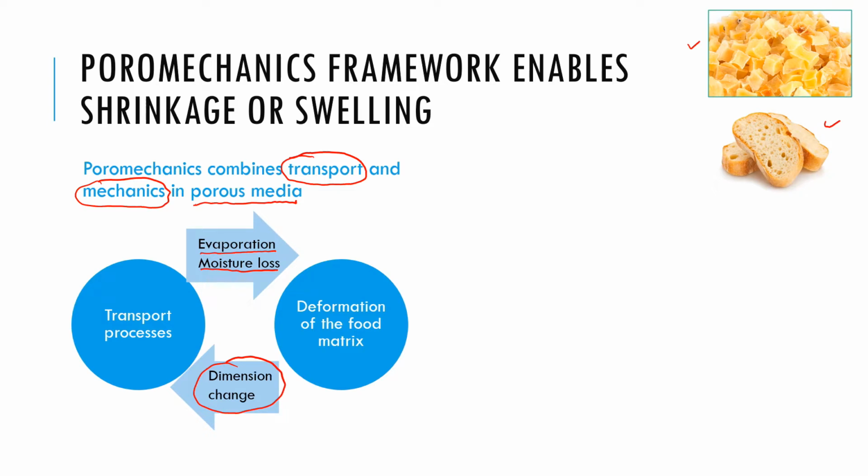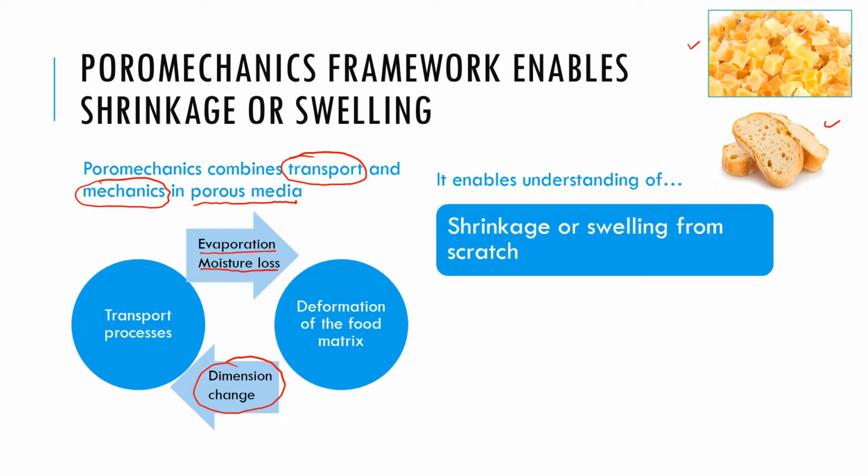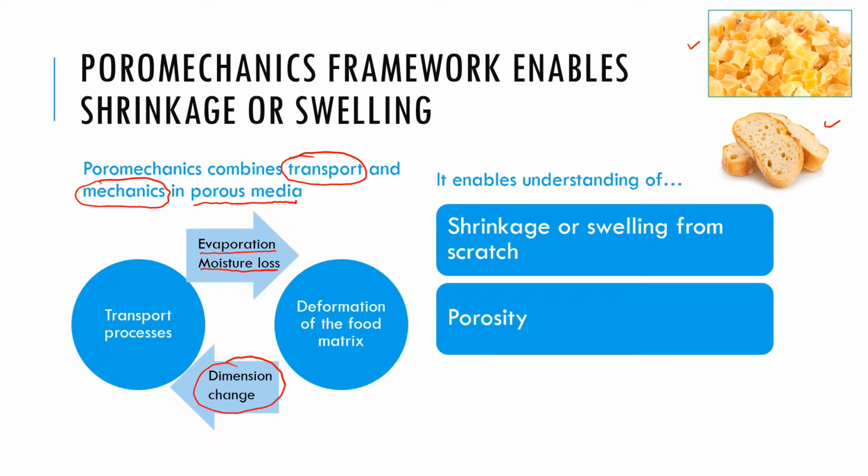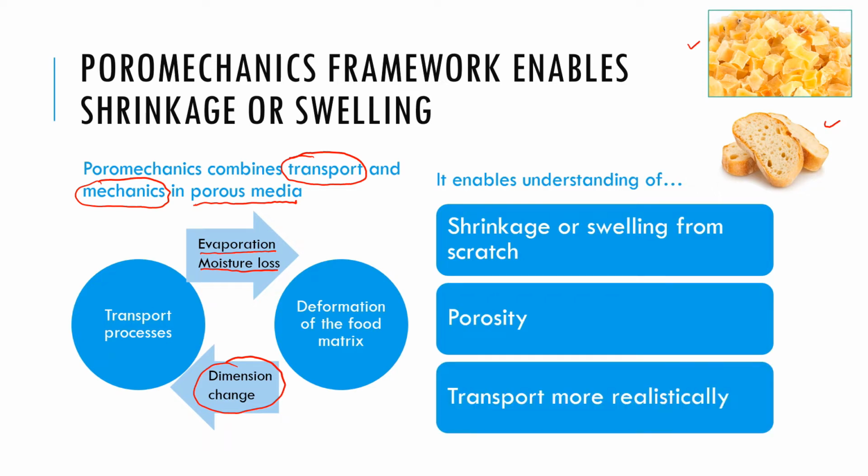As you see in these potatoes, for example, they're smaller, so transport would be in a different length scale. And then the bread is larger, so transport would be in a much larger size, so the transport gets affected. So the transport and mechanics are coupled. By combining these two, it enables understanding of shrinkage and swelling from scratch. We can get porosity, and we can get transport also more realistically.